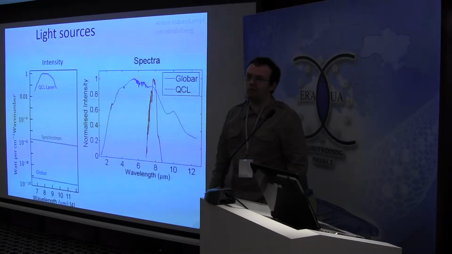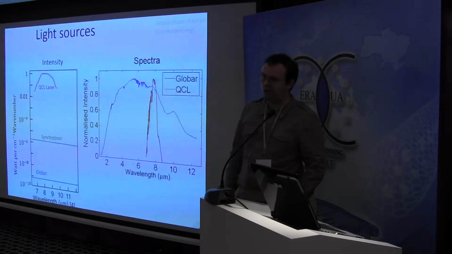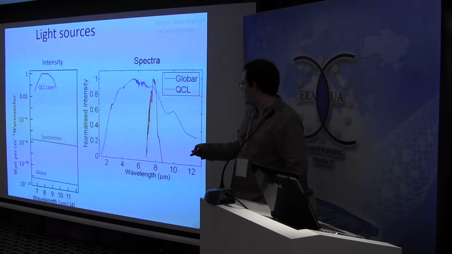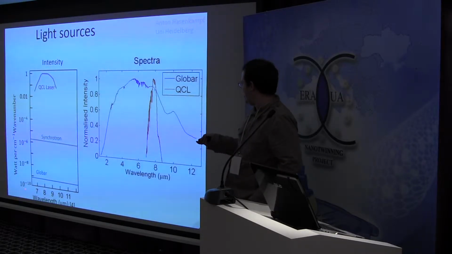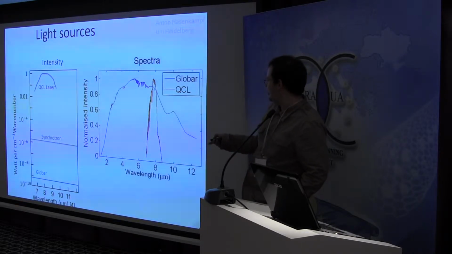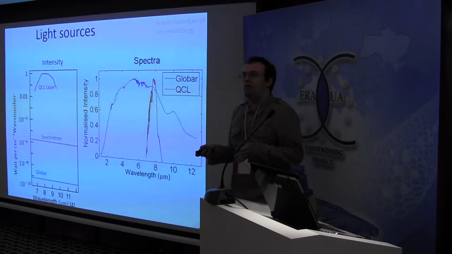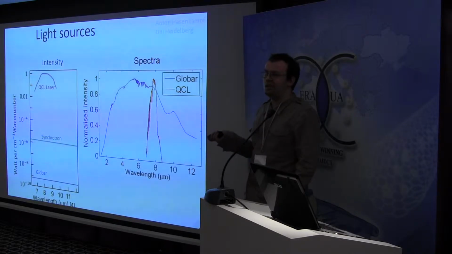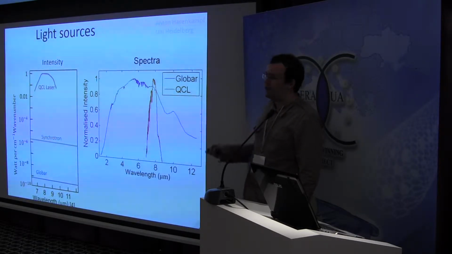Here you see the reason why we are interested in the quantum cascade laser. Here on the right side you see the spectral intensity of the 3 different sources. First you see down below the globar. Second is the synchrotron. As you can see, the synchrotron is 3 orders of magnitude better, but the quantum cascade laser is 1 billion times or 9 orders of magnitude better than the globar. It's quite nice, and 100,000 times better than the synchrotron, also quite nice.